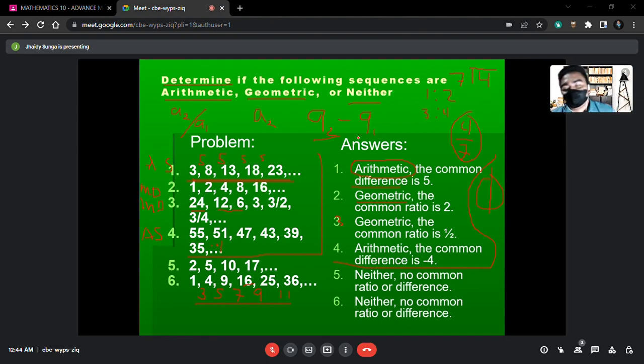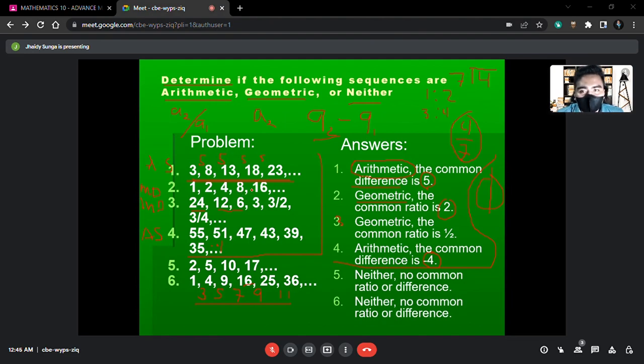Alright, so we could see that in the first given, it is arithmetic. Yes, obviously it is arithmetic. Then the common difference is positive, right? While in the other arithmetic it is negative, right? As well as for the second, the geometric, yes, its common ratio is positive, right?